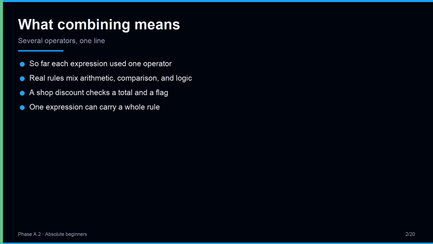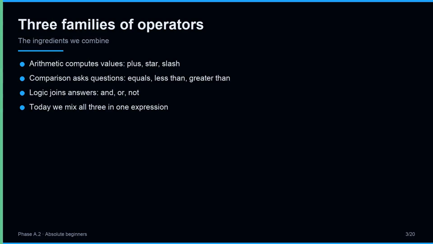Several operators, one rule. It helps to name the three families before mixing them. Arithmetic computes new values: plus, minus, star, slash, and the rest. Comparison asks a question and returns a bool: equals, less than, greater than. Logic joins those bools together using three small words: and, or, not. Today we let all three families share a single line. The only new members are the three logic words, so let us meet them first, one at a time.